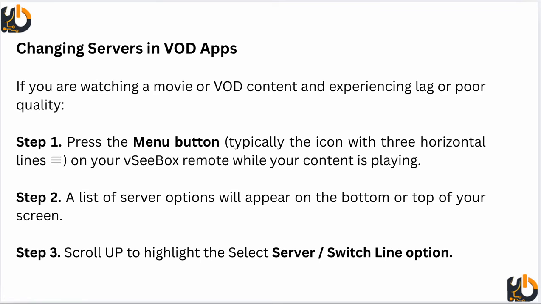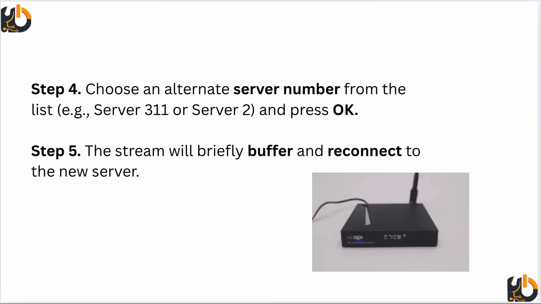Next, scroll up to highlight the select server switch line option. Step 4. Choose an alternate server number from the list, like server 1 or server 2, and press OK. Step 5. The stream will briefly buffer and reconnect to the new server.